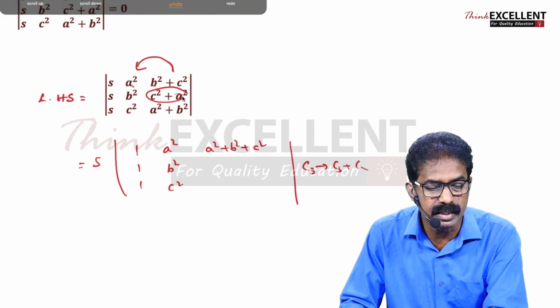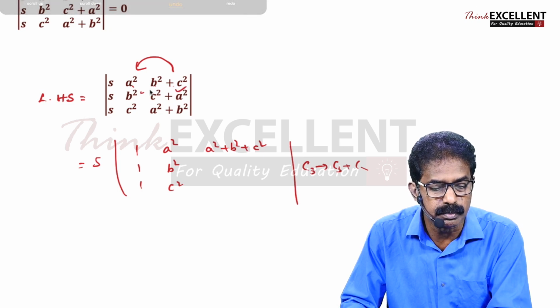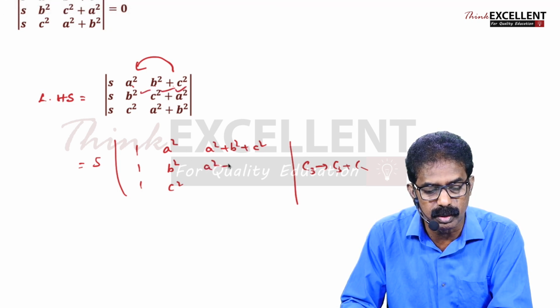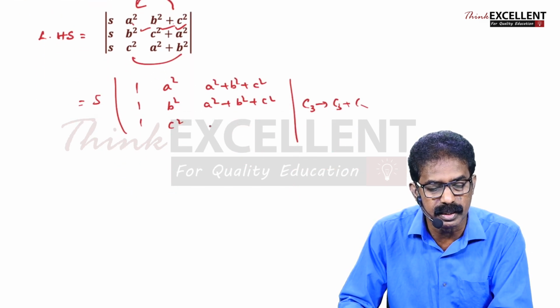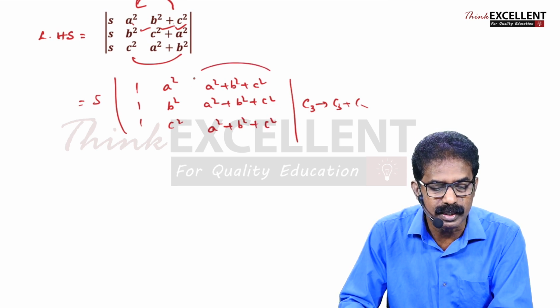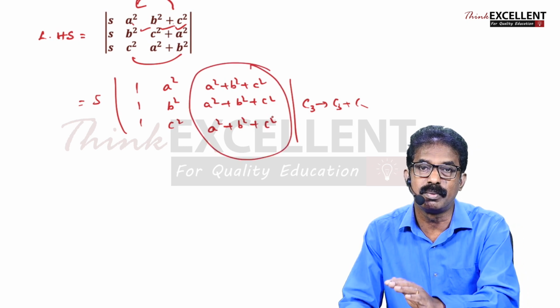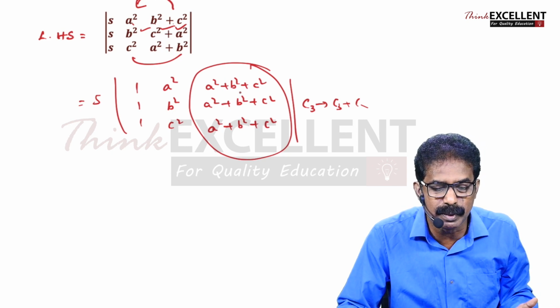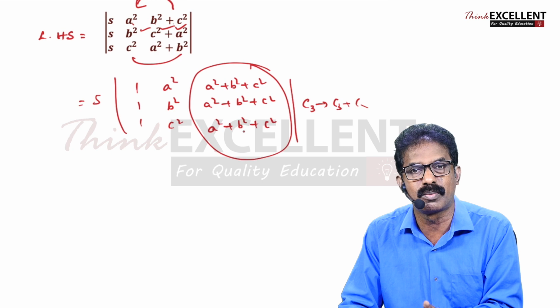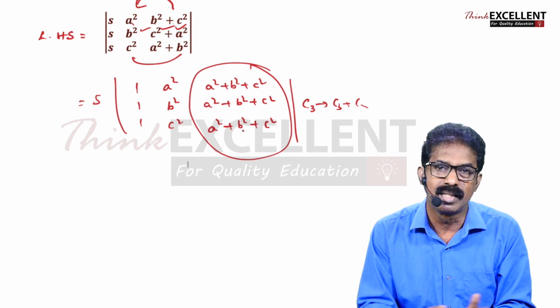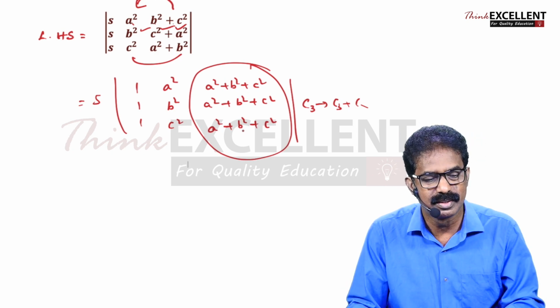So again A square plus B square plus C square, right? A square plus B square plus C square. Add these two. Again you are getting A square plus B square plus C square. Now what is common here? A square plus B square plus C square. Take it out. What will become? 1, 1, 1. First column is 1, 1, 1. Third column also 1, 1, 1. Two columns are identical. The value becomes 0. That's all.